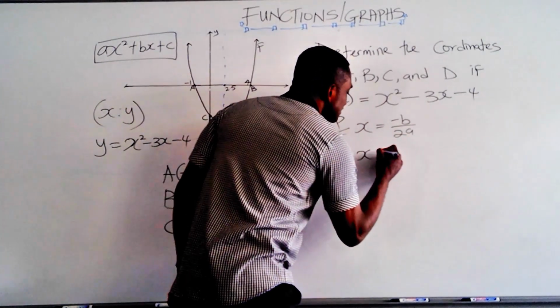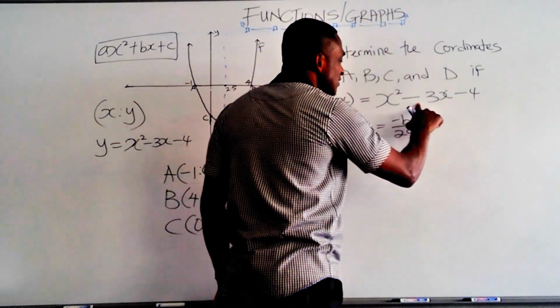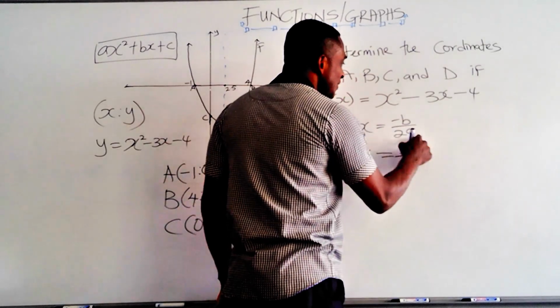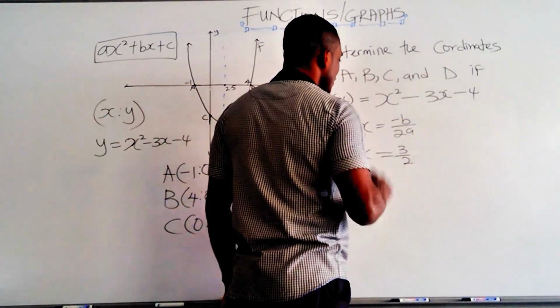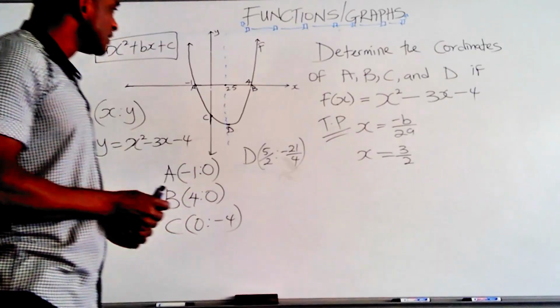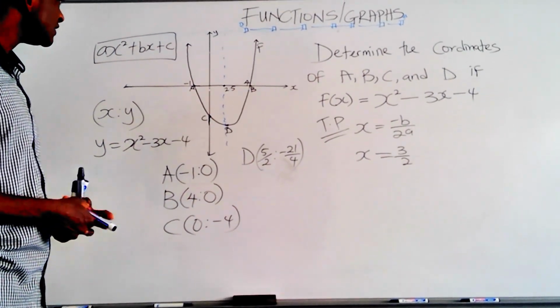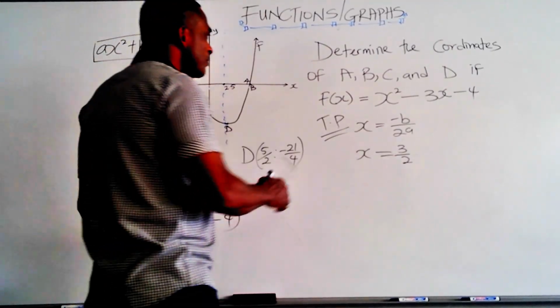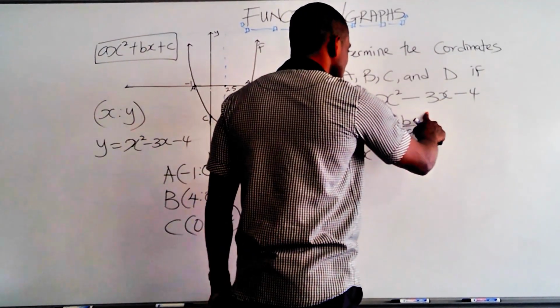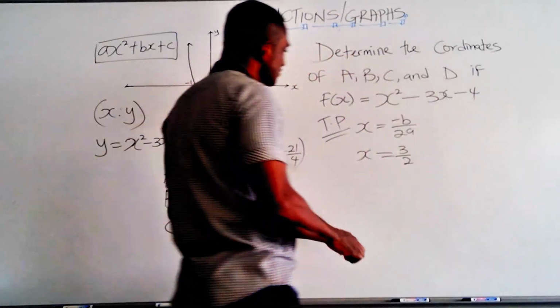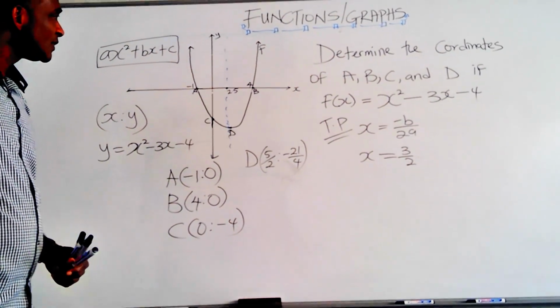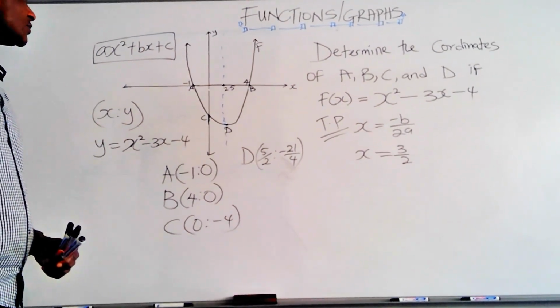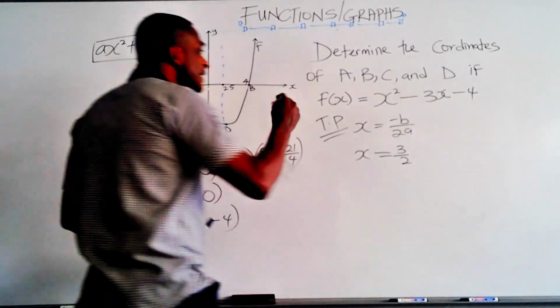So we have x equals minus b, which is minus 3, over 2a. 2 times a is 2. So minus minus 3 is positive, 3 over 2. Then we plug this in.